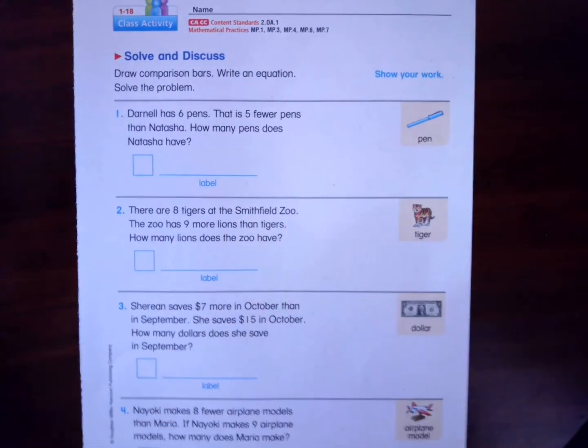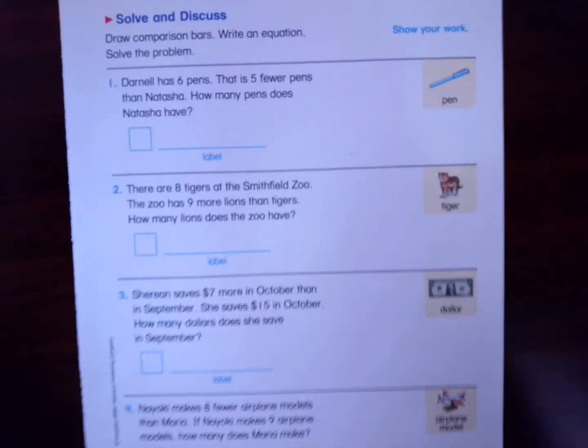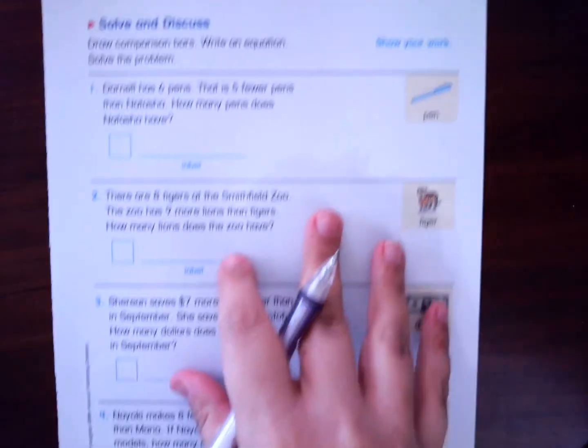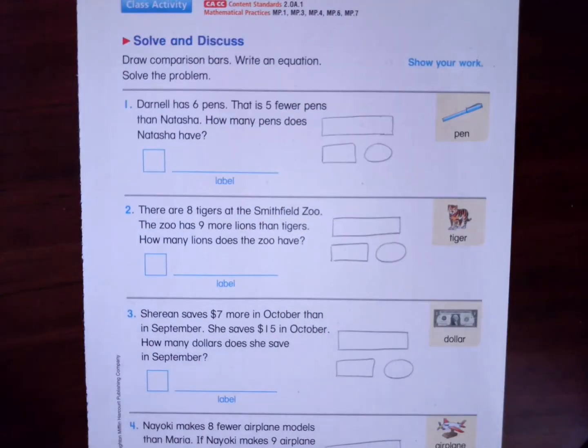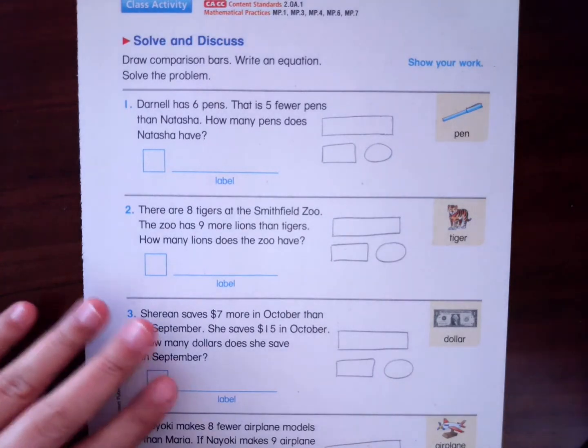So our instructions say to draw comparison bars, write an equation, and solve the problem. So on each one of these, we are going to draw comparison bars. I want you to pause the video right now and draw comparison bars for each one of these 4 problems. All right, now that you have all your comparison bars ready, let's get started. Darnell has 6 pens. That is 5 fewer pens than Natasha. How many pens does Natasha have?